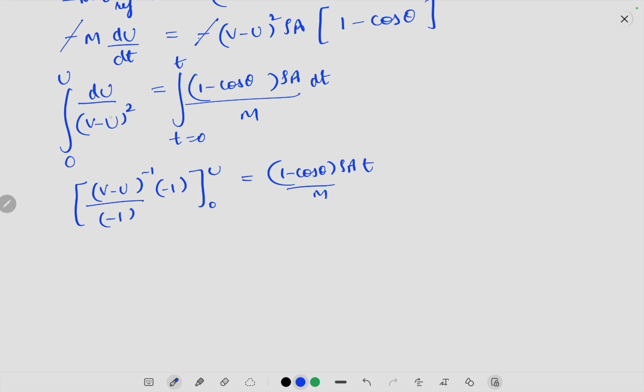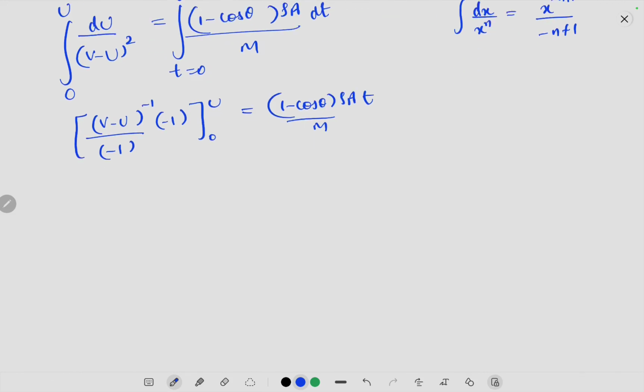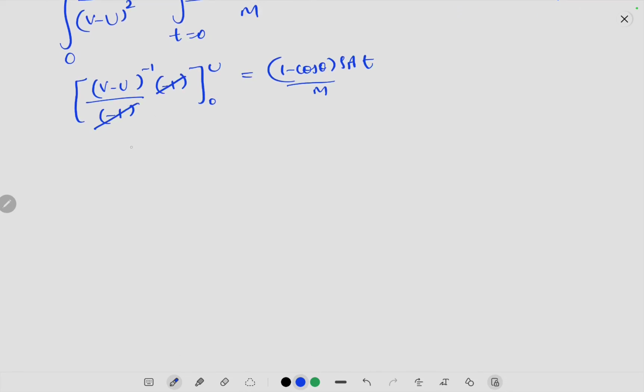What trick have I used here? This is the integration rule. If you have dx over x to the power of n, this is written as x to the power of minus n plus 1 upon minus n plus 1. So here n was 2, so it will be minus 2 plus 1, which is minus 1, upon minus 2 plus 1, which is minus 1. Since this u is with a negative sign, a negative sign will come here. This negative gets cancelled out with the negative, and this becomes 1 upon (V minus U) from 0 to u.